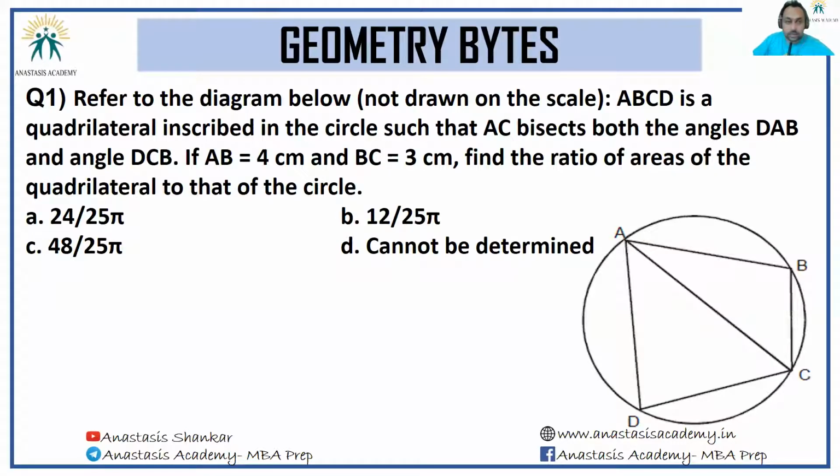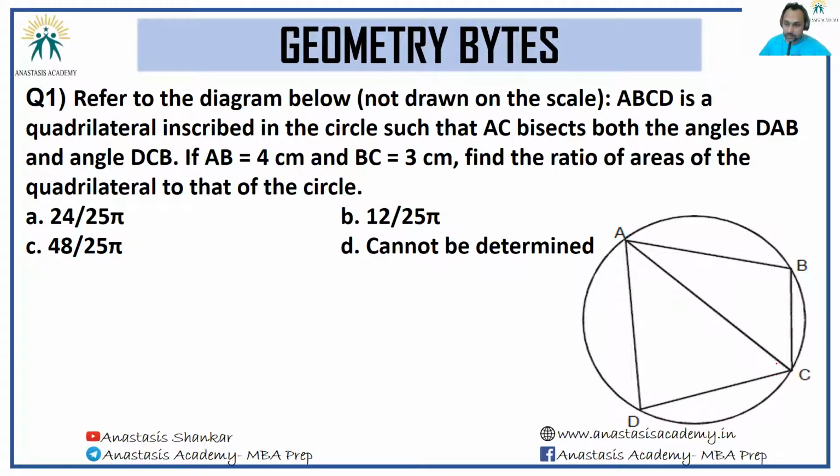Let's look at the solution. So, geometry. Now refer to the diagram below, not drawn to scale. ABCD is a quadrilateral inscribed in the circle such that AC bisects both angles DAB and angle DCB.